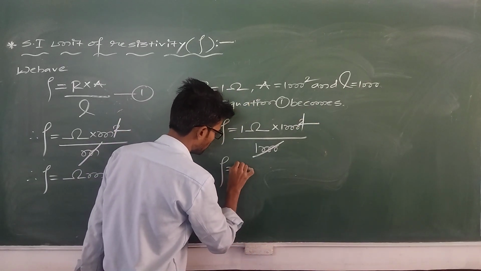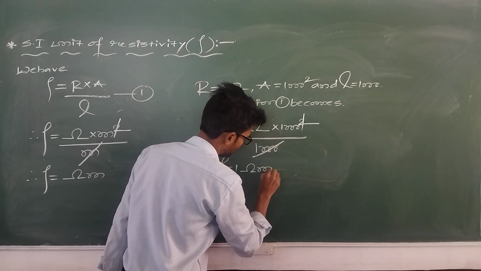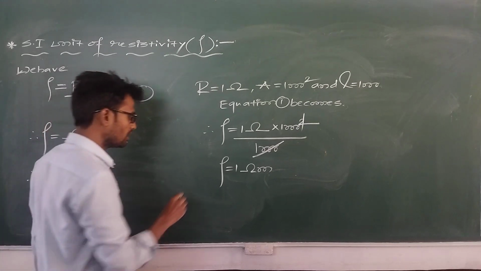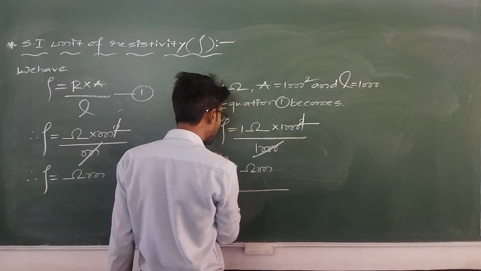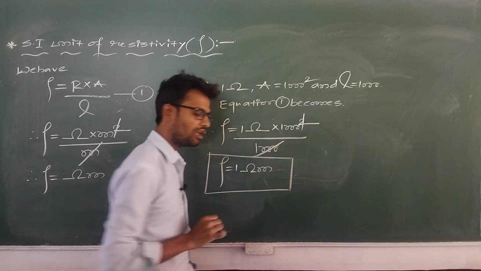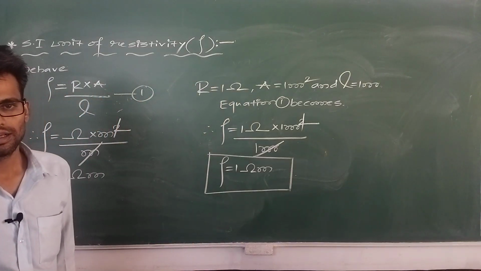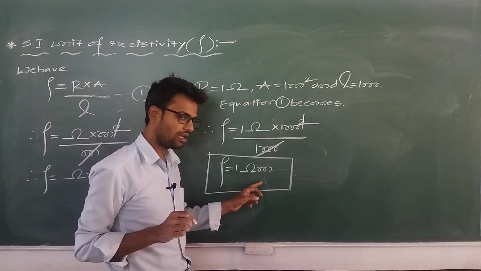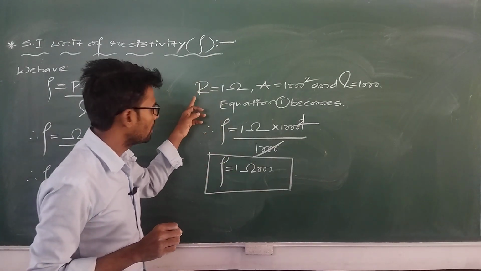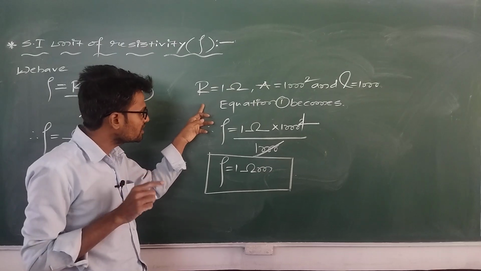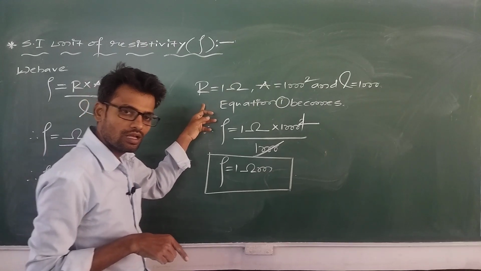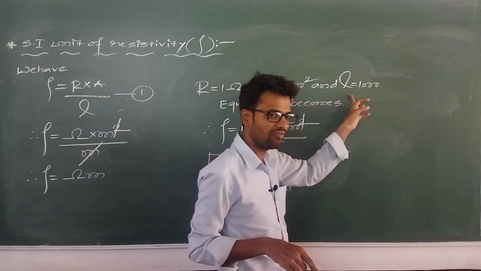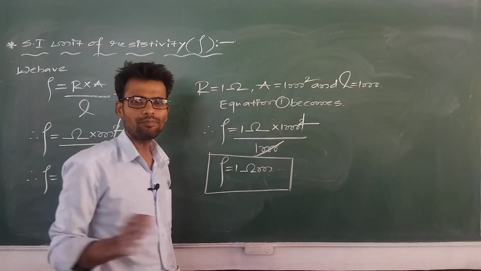Therefore, rho is equal to 1 ohm into meter. Remember, the resistivity of the material is said to be 1 ohm into meter when its resistance is 1 ohm, the area of cross section of the conductor is 1 meter square, and the length of the conductor is 1 meter. Very simple definition.